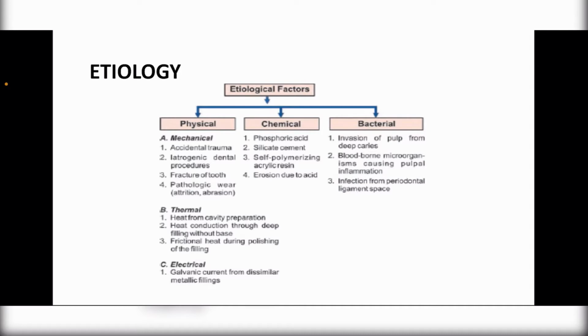So this iatrogenic trauma can be defined as any trauma that has been induced by the dentist's activity, manner, or therapy. This term is generally used for an infection or other complications of treatment. We also have the fracture of the tooth, pathological wear, as in attrition and abrasion, and thermal heat from cavity preparation. I think it's understood. As for chemical, we've got phosphoric acid, silicate cement, self-polymerizing acrylic resin that we use, etc., and erosion due to acid.